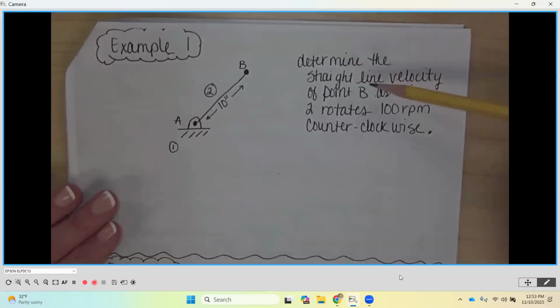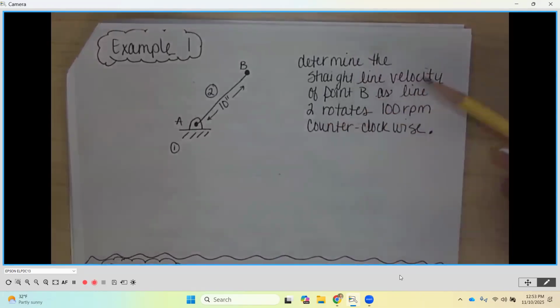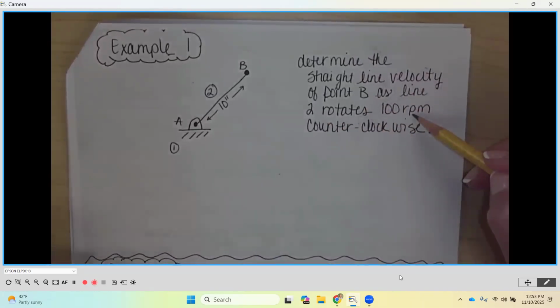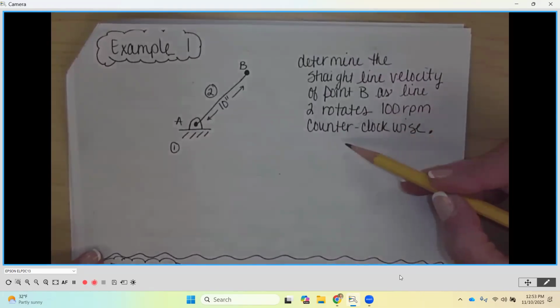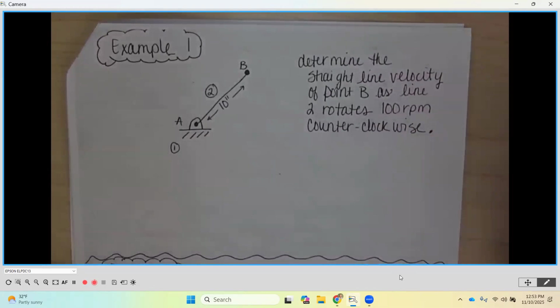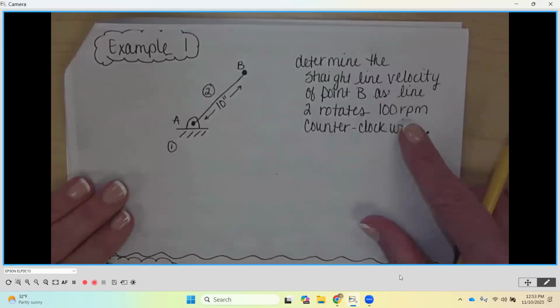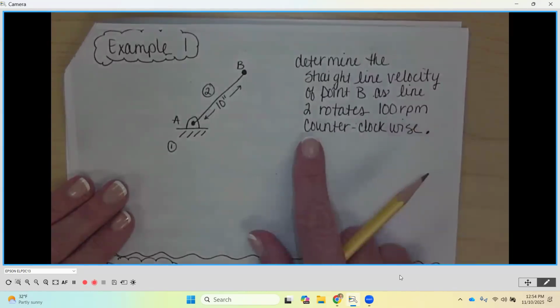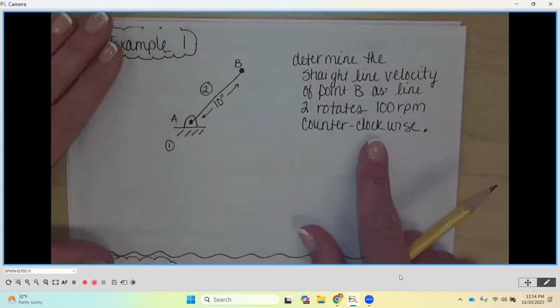So our example says, determine the straight line velocity of point B as link number 2 rotates 100 revolutions per minute counterclockwise. So we're going to set this up together. Information: link number 2 is going to rotate at 100 RPMs. So we know that angular velocity of a link, W, has units of 100 RPMs, right? And it's rotating counterclockwise.